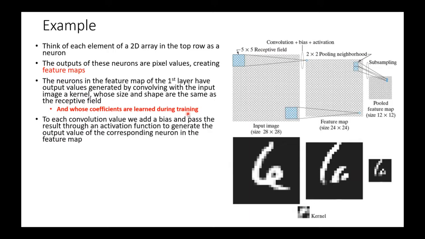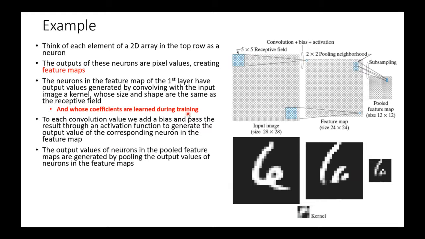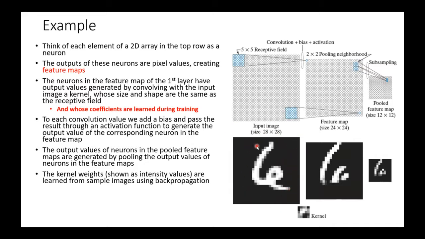To each convolution value, we add a bias and pass the results to an activation function to generate the output values of the corresponding neuron. The output values of neurons in the pooled feature maps are generated by pooling the output. That's everything that I've explained, right? And that's one example. So if I have this image here, the first feature map, for example, would be that by using this kernel. This feature map is applied by convolving this kernel, and that's the result of the pooled feature map.